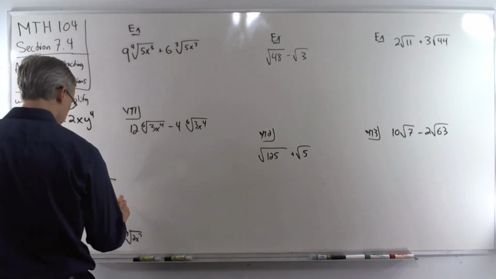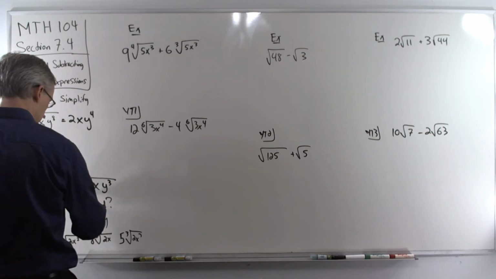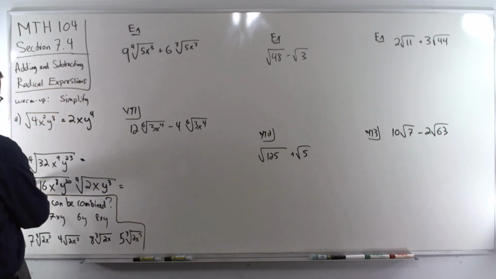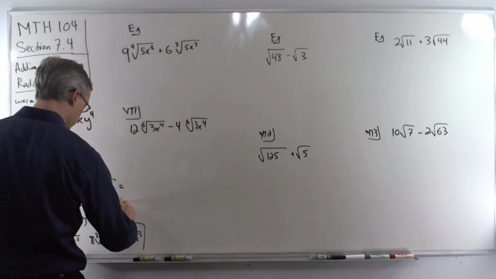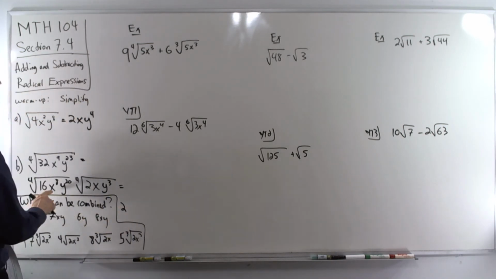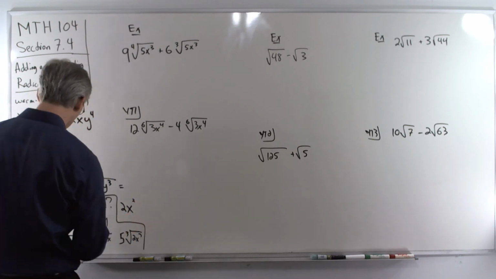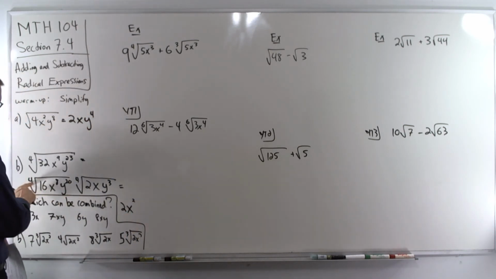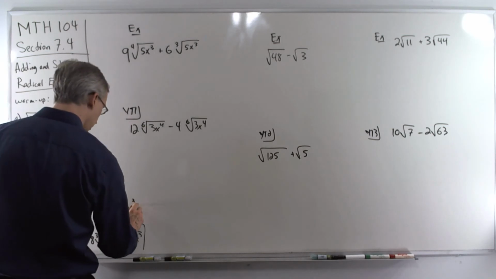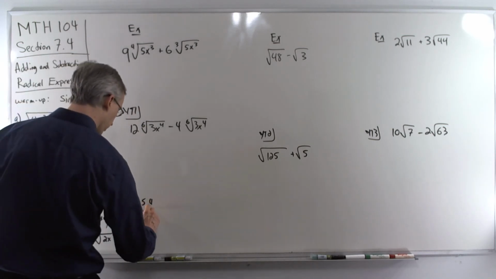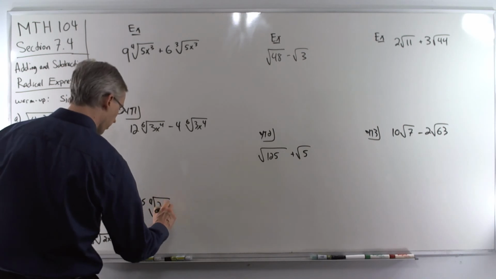So that gives us the fourth root of 16, which is 2. Fourth root of x to the 8th is x squared, 8 divided by 4. 20 divided by 4 is 5, so that gives us y to the 5th power. And then we'll write down our leftovers: fourth root of 2, x, y to the 3rd.